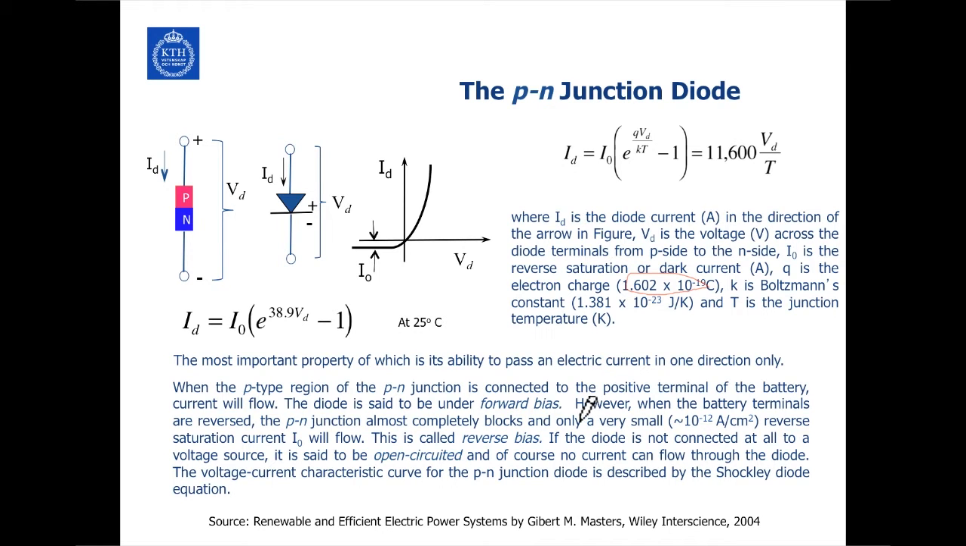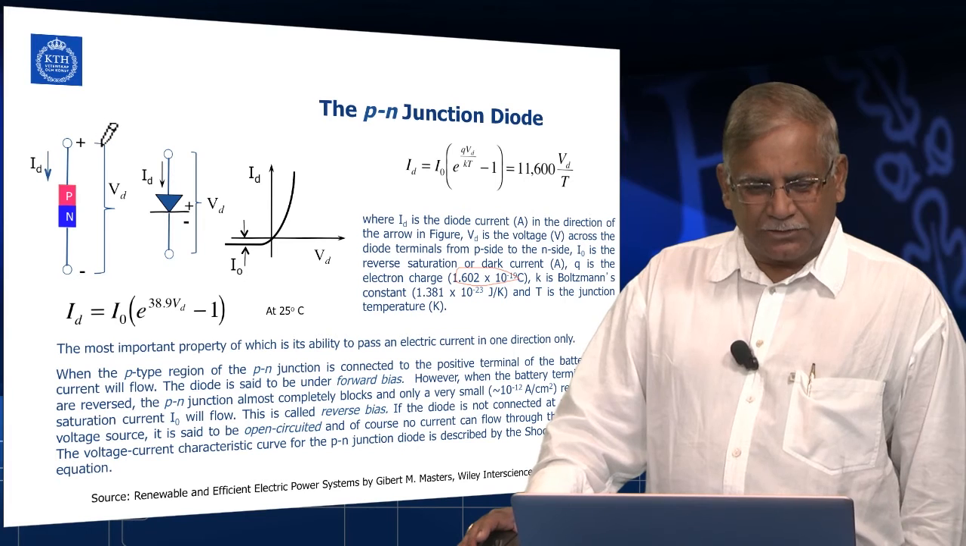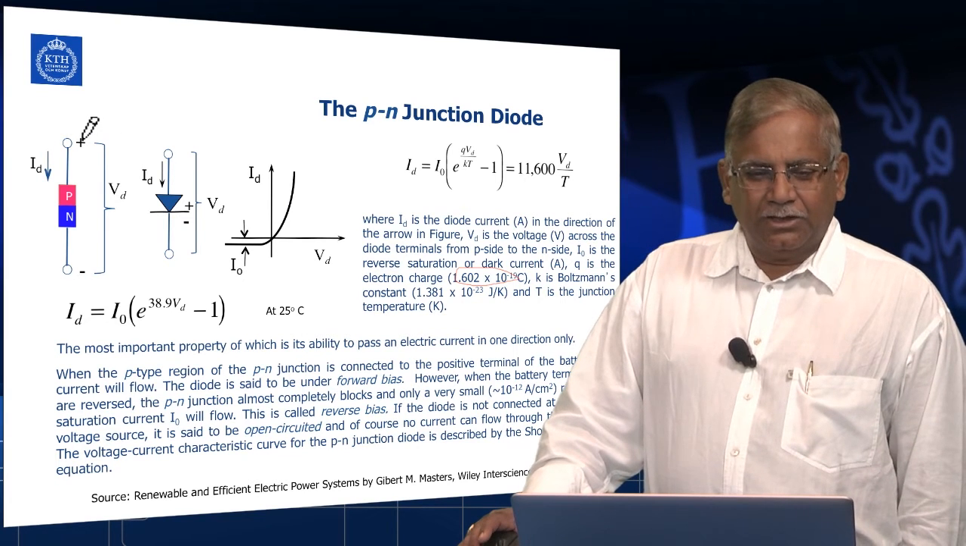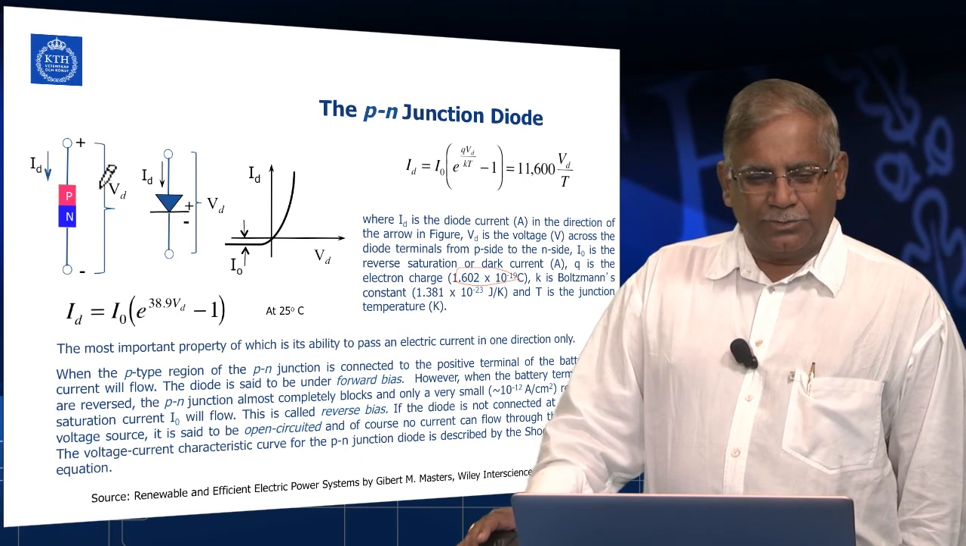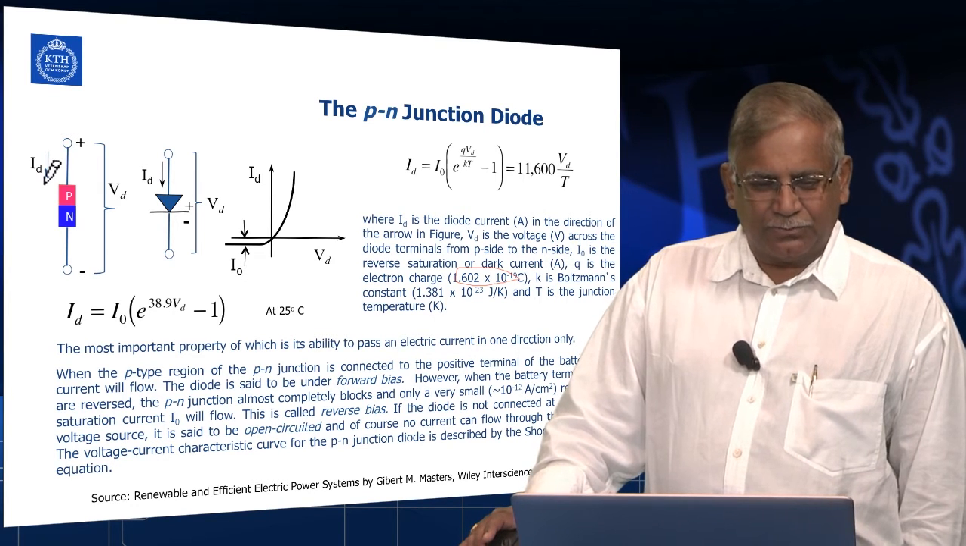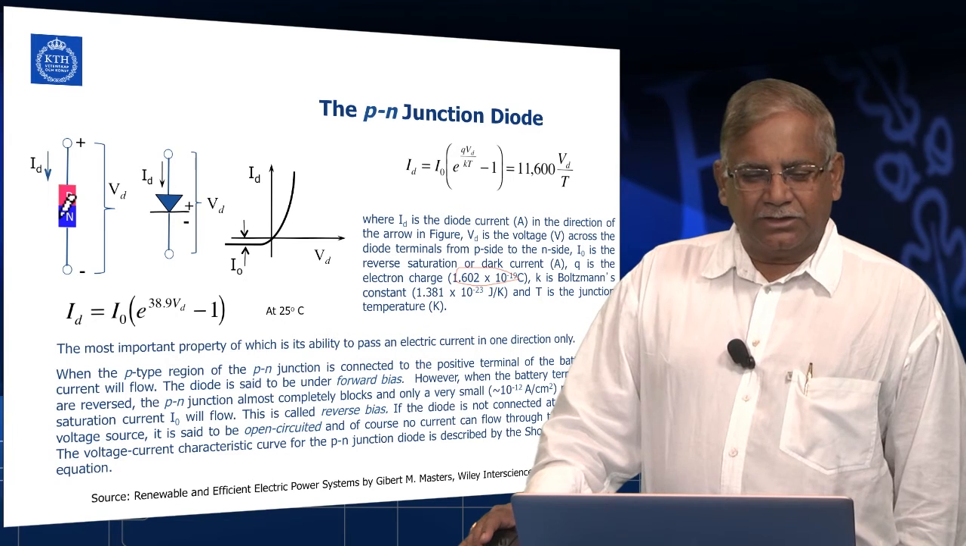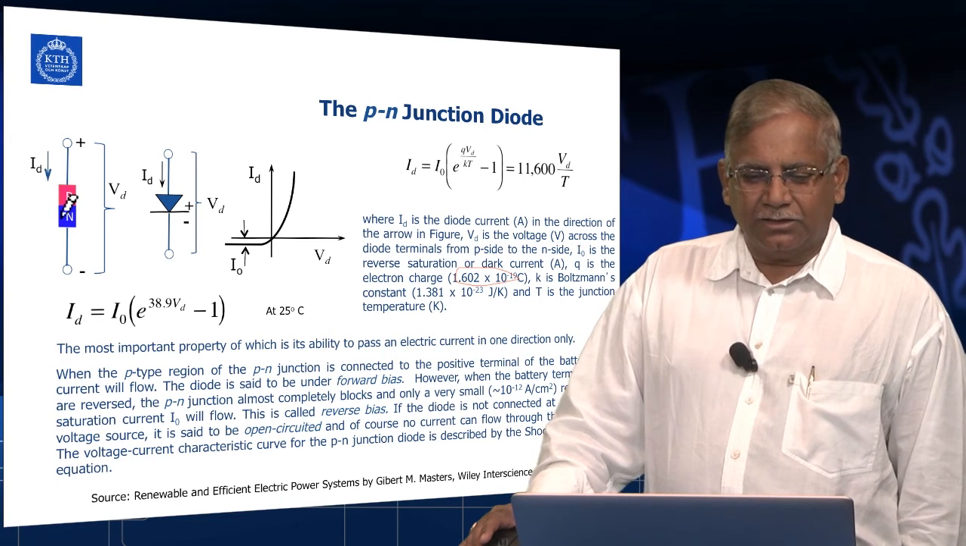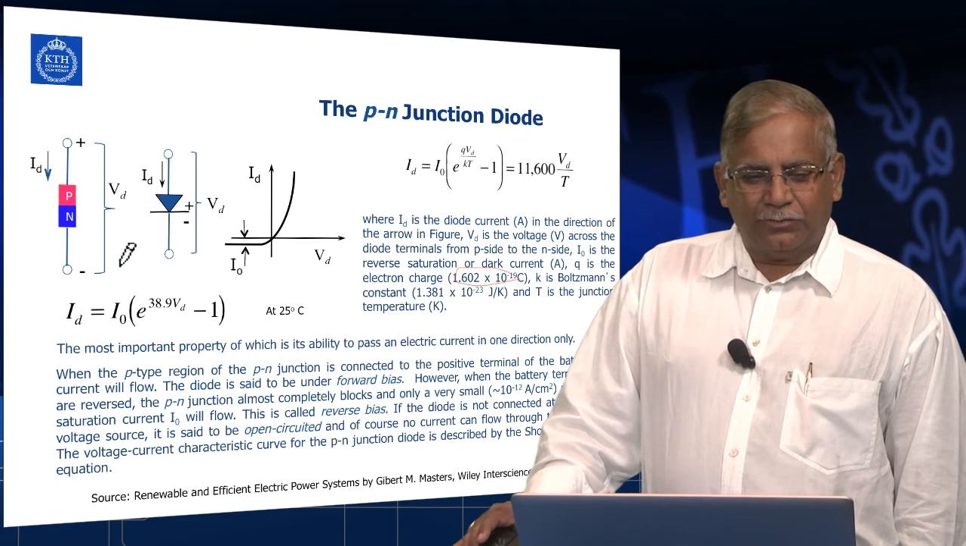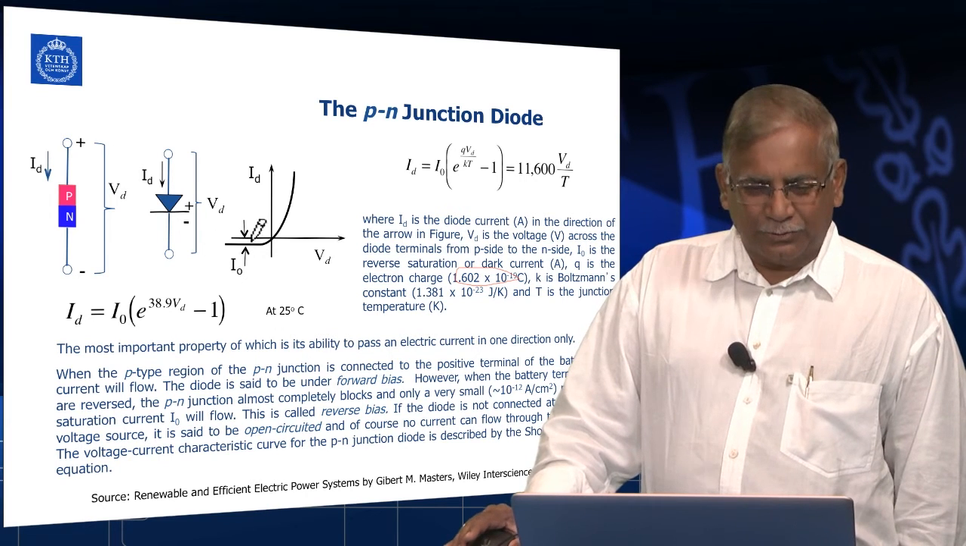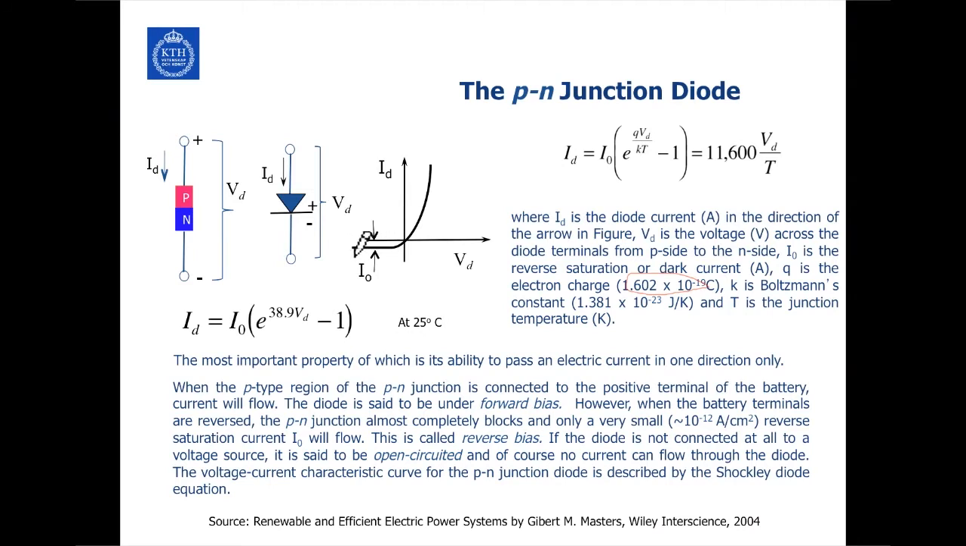For example, when you connect the battery so that the positive of the battery is connected to the P material and the negative is connected to the N material, then the current is going to flow, and this is called the forward bias. If you reverse these connections, of course very little current is going to flow. That is actually what the I naught is in this particular curve.